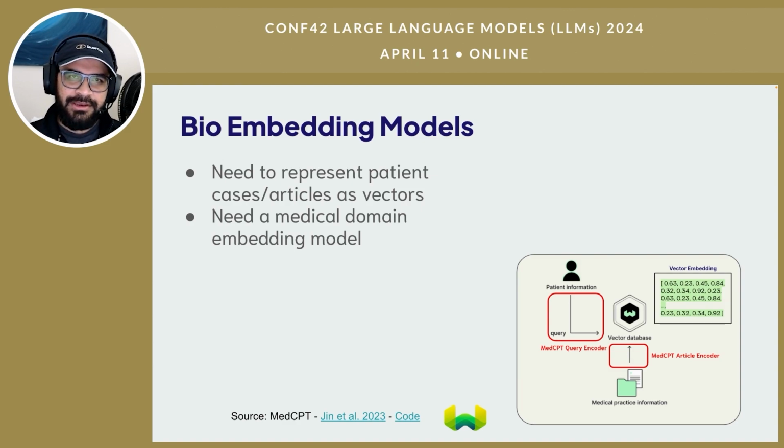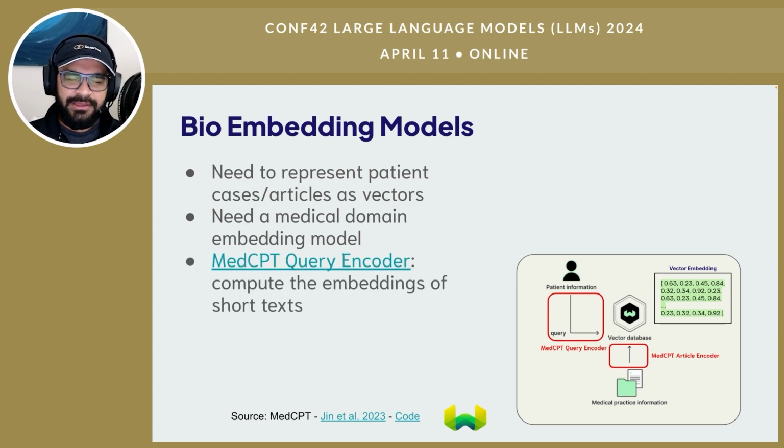For this, we're going to need an embedding model, a model that generates these vectors and understands the medical domain. We're going to use an open source medical domain embedding model called MedCPT, and you can access this at the link over here. This generates vectors for short texts. So we can use this to take the unique information for this patient, like I showed in the other slide: I have pain in my left shoulder, and my index and thumb are numb. You can take that short description and turn it into a vector.